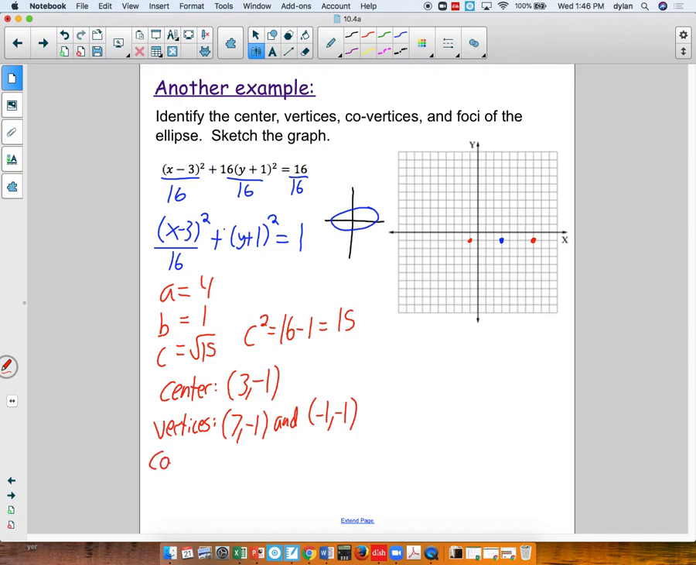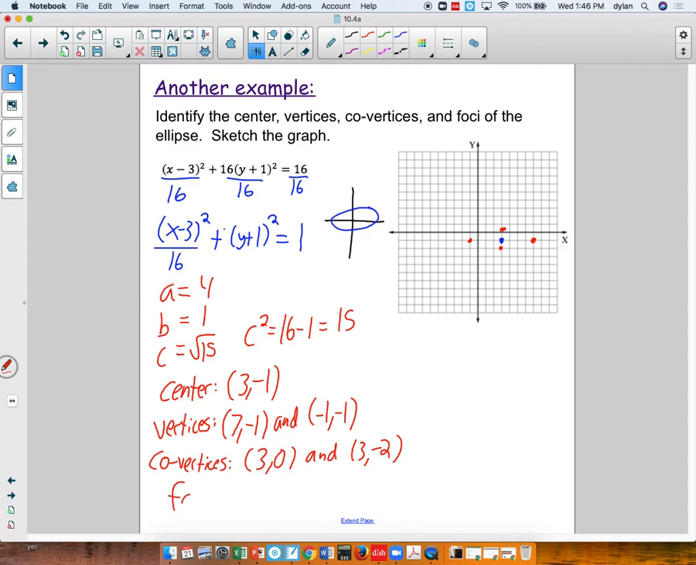Our co-vertices would change the y coordinate in this case, and our co-vertices are going to go up and down by 1. So we're going to be at (3, 0) and (3, -2). So we're going to go up by 1 and down by 1. You can see that this is going to be a much skinnier ellipse in this case.